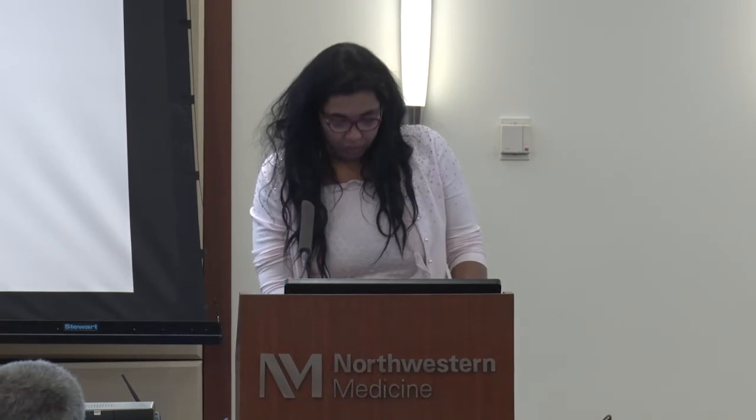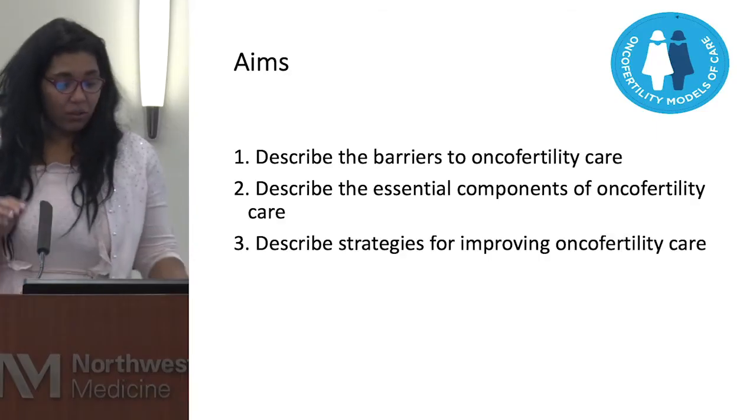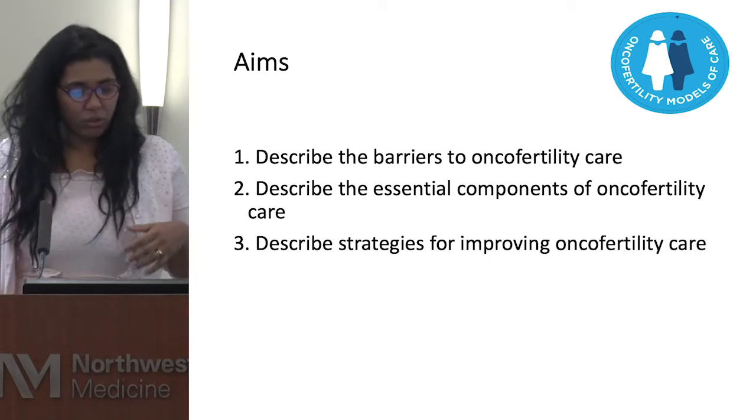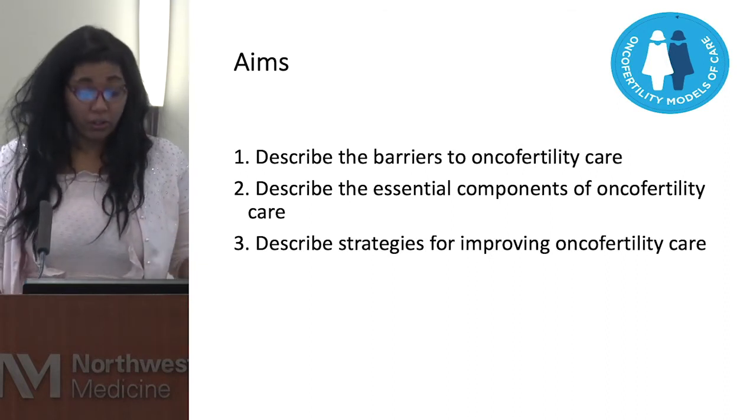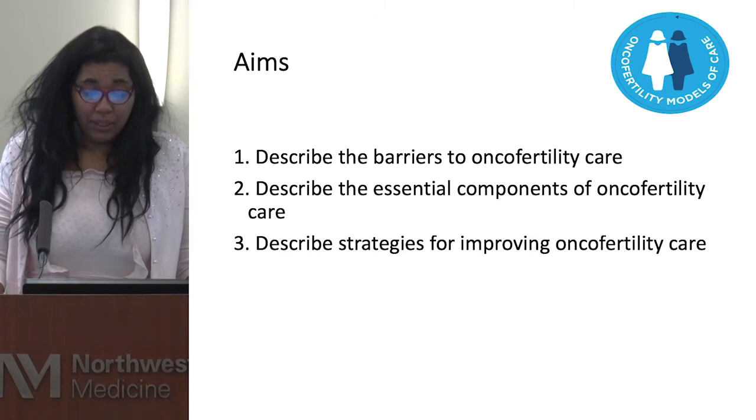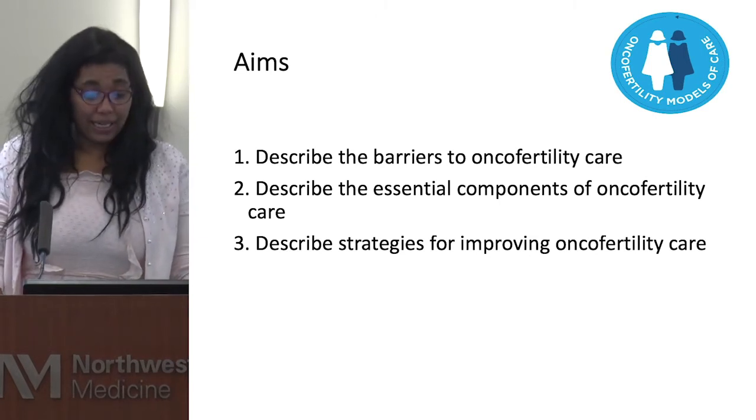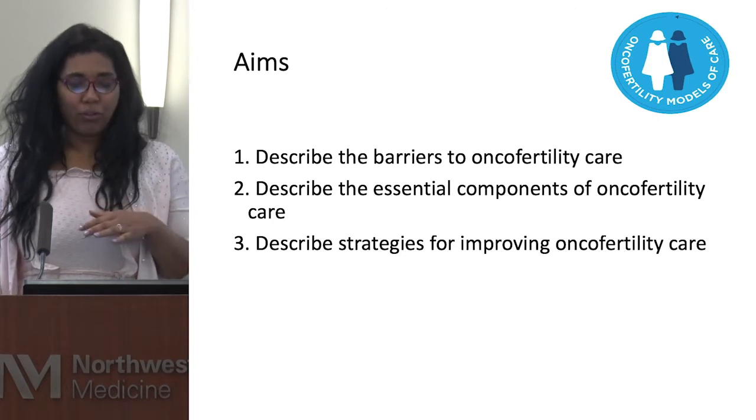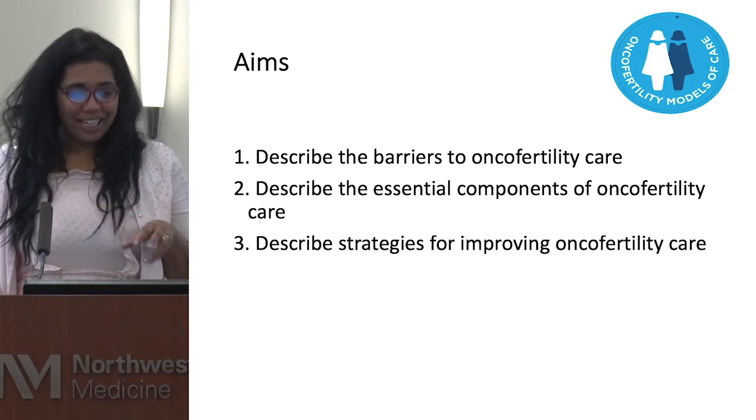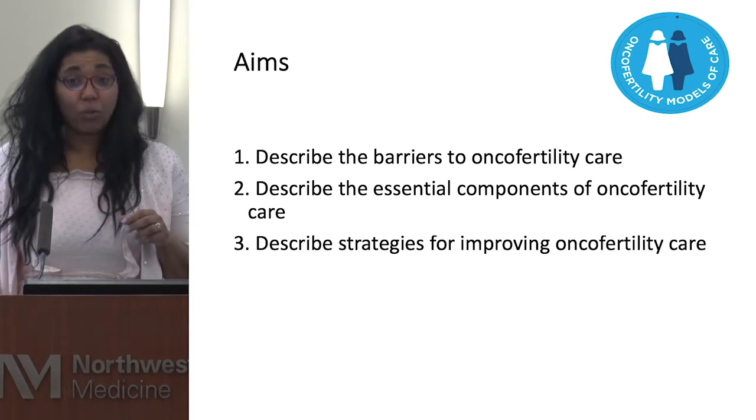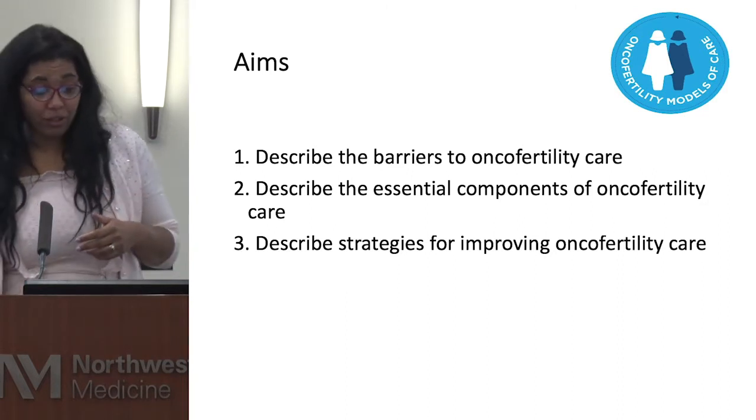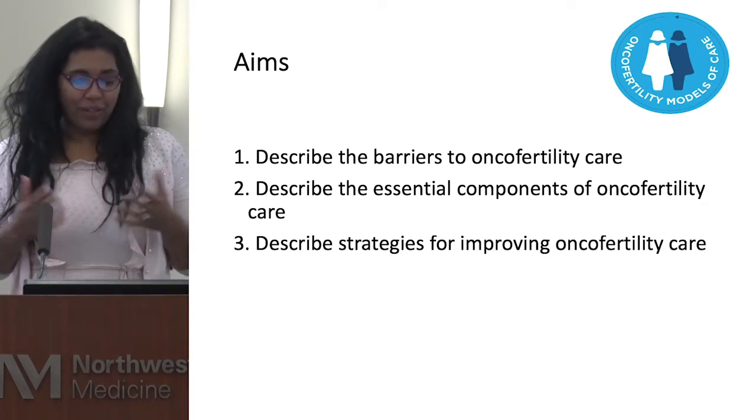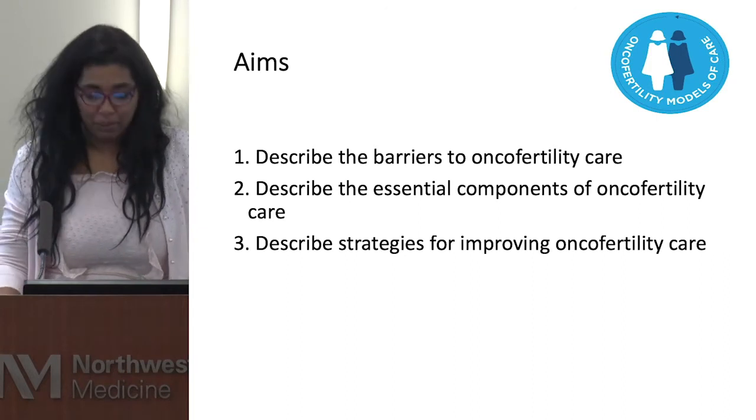I'm going to be talking about oncofertility models of care, and I've sort of divided it into describing the barriers to oncofertility care, describing the essential components of care, and describing strategies. And how I'm going to do it is talk through phase 1 to 3 of some studies, and 2 and 3 were international collaborations, and then talk about the vision for phase 4, which is implementation.